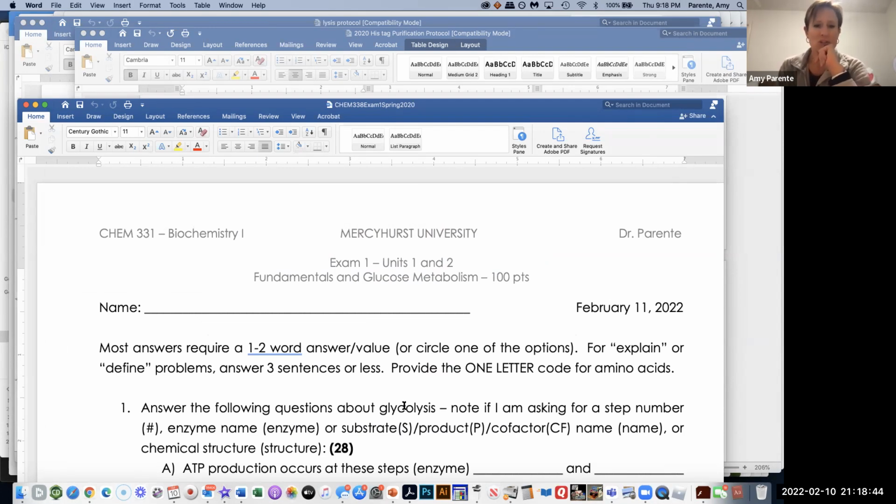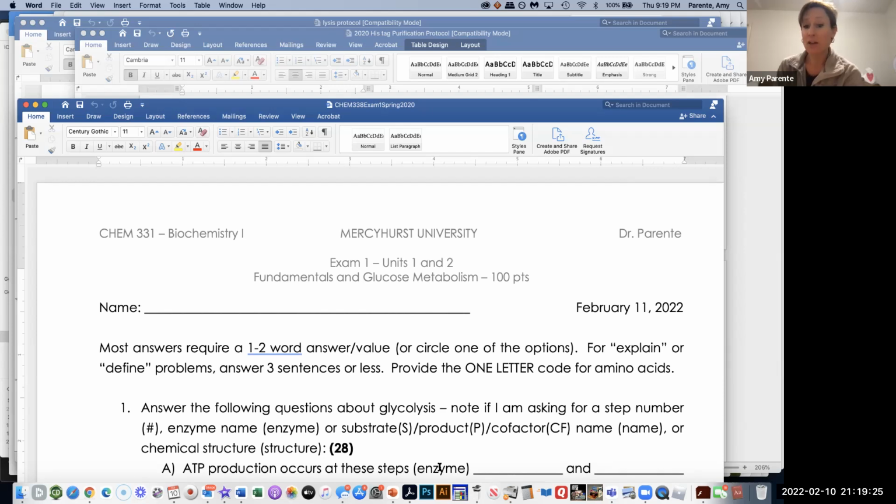Okay. So it says, answer the following questions about glycolysis. Note if I'm asking for a step number, you'll see that I'm asking for a number, an enzyme name. You'll see enzyme in parentheses, or substrate, product, or cofactor names where you'll see SP or CF, or a chemical structure. For example, the first question says ATP occurs at these steps, and right now, and I'm not going to change it, this will be the first question, but it says enzyme. So tell me the name of 2 enzymes that are responsible for producing ATP.